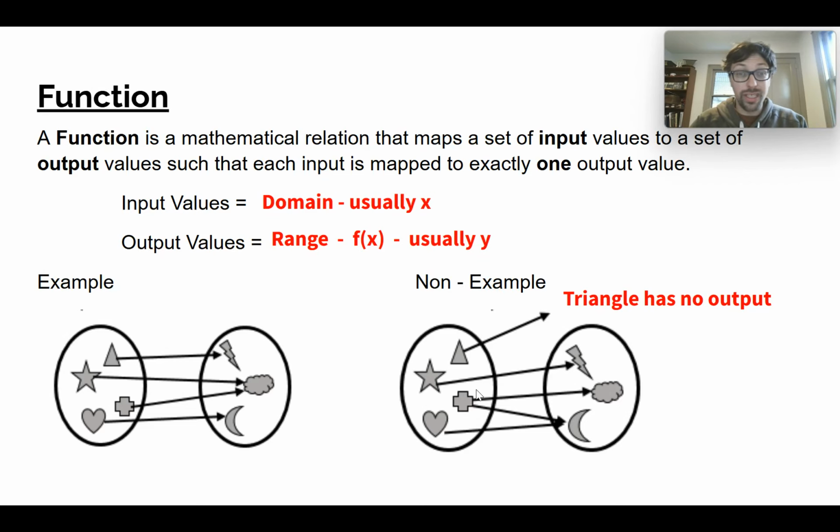This function overall is doubly in trouble because also we have problems with the plus. The plus has two outputs. It's outputting both a cloud and a moon. So whenever we have a function, we should put exactly one thing in, get exactly one thing out. Triangle and plus in this non-example are not following that rule.